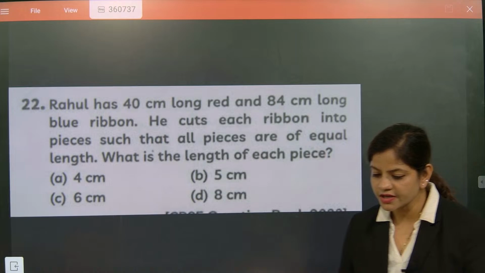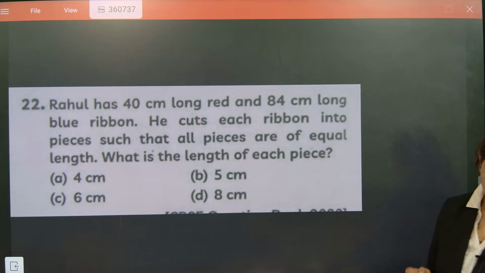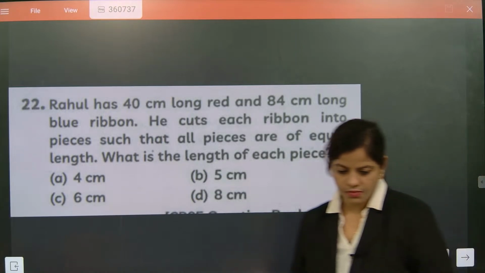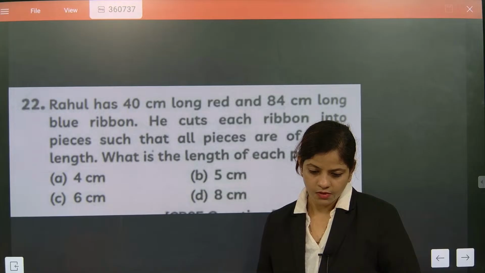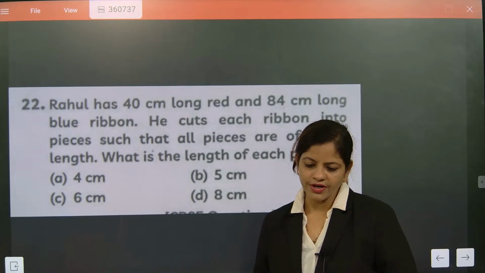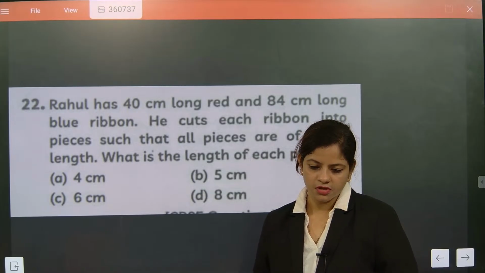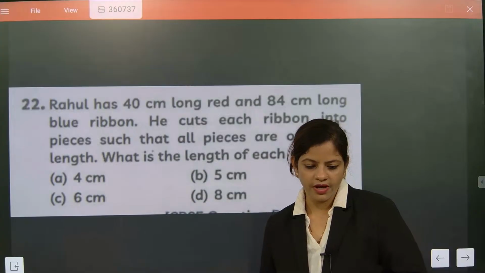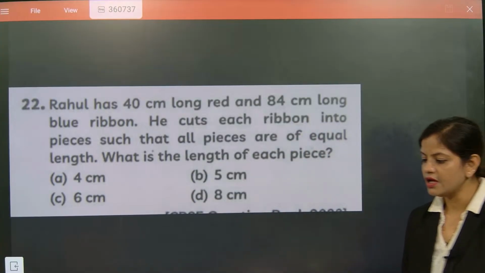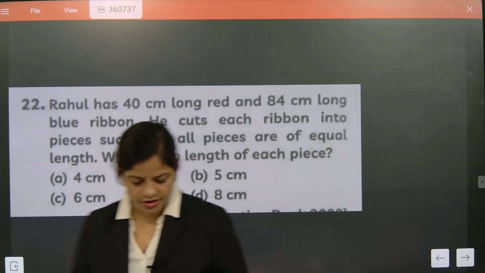What is the correct answer here? 22A. Okay, some are telling A. Jotam is telling 8. Let's see what is the correct answer.